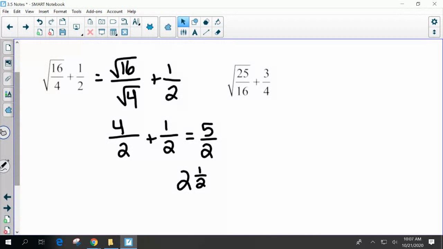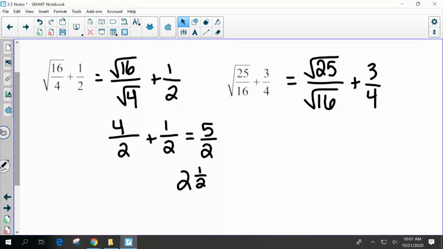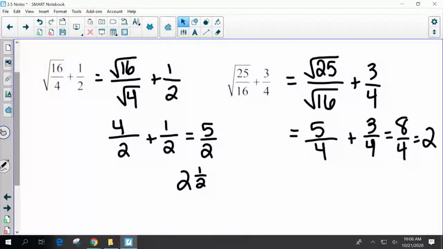All right, so the next one, same process. I'm going to split my square roots. So then I have square root of 25 would be 5 over square root of 16, which is 4, plus 3/4. So I get 8/4, which is 2.